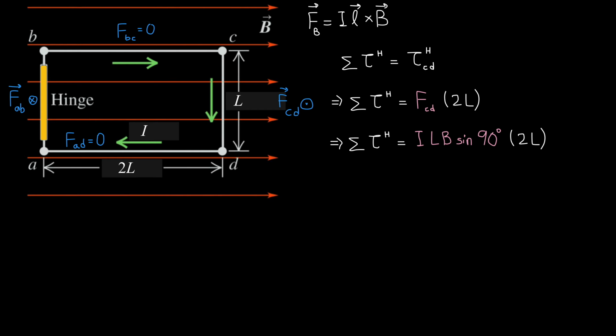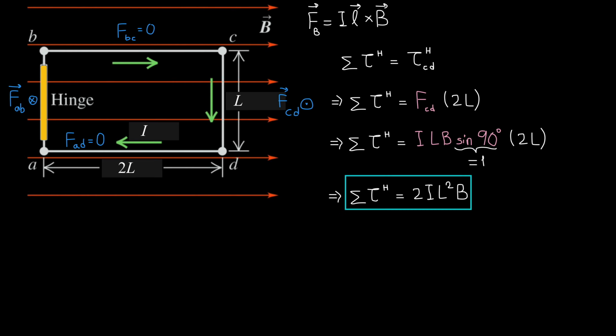So let's also determine the magnitude of this force following the force formula here. The magnetic force acting on a straight current carrying wire is equal to the current capital I times L, the length of the segment CD, that's just capital L, times the magnetic field magnitude capital B, times sine of the angle between vectors L and B, which is 90 degrees, and sine 90 is 1. So in the next line, let's simplify this expression. Here's our final answer. Net torque about the hinge is equal to 2 times I L squared times B.